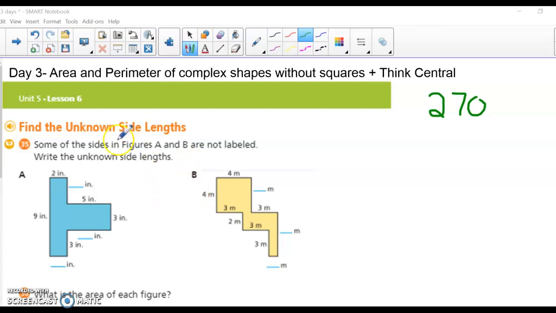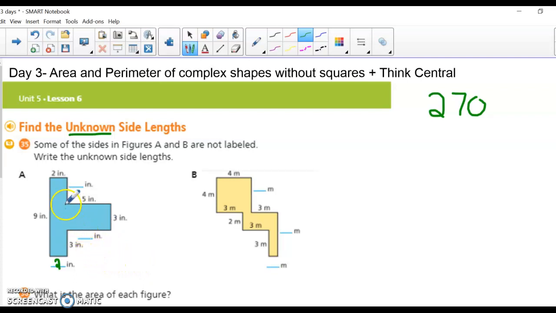And so we're going to start by working on finding some unknown side lengths. Okay, so you see a bunch of blanks here, but we have to use what we know about rectangles, which is opposite sides are always equal. Okay, but there are some tricky parts to this. So these two sides, the top and the bottom, are opposite. So we know they're going to be equal. So if this side is 2 inches up here, then this side needs to be 2 inches here.